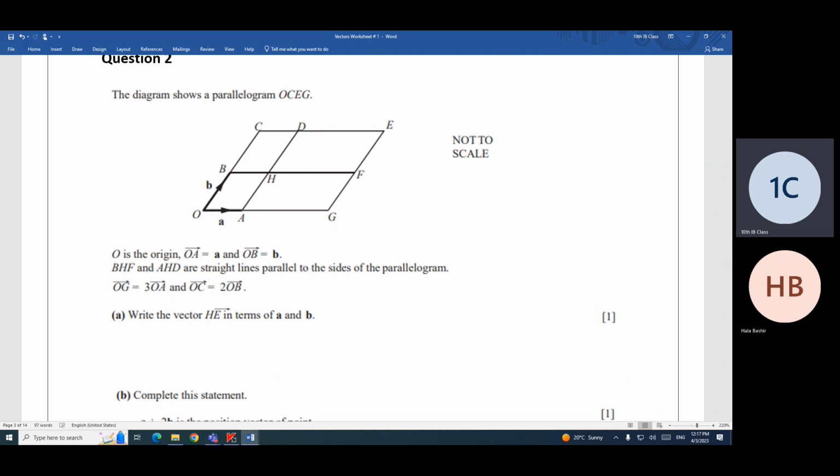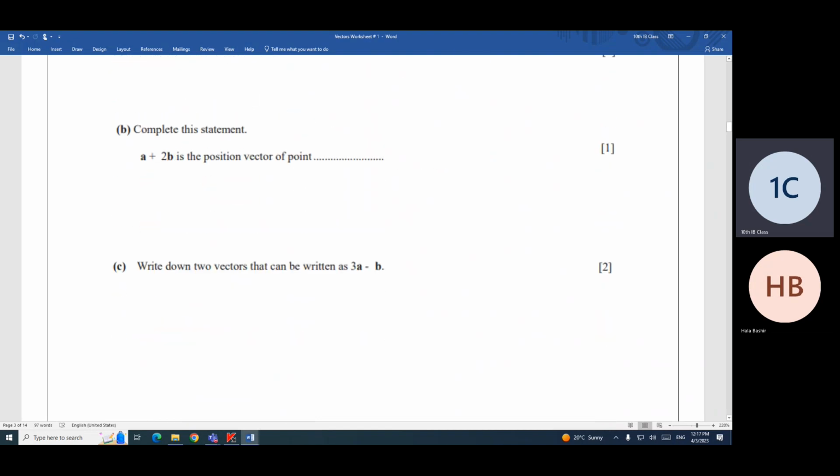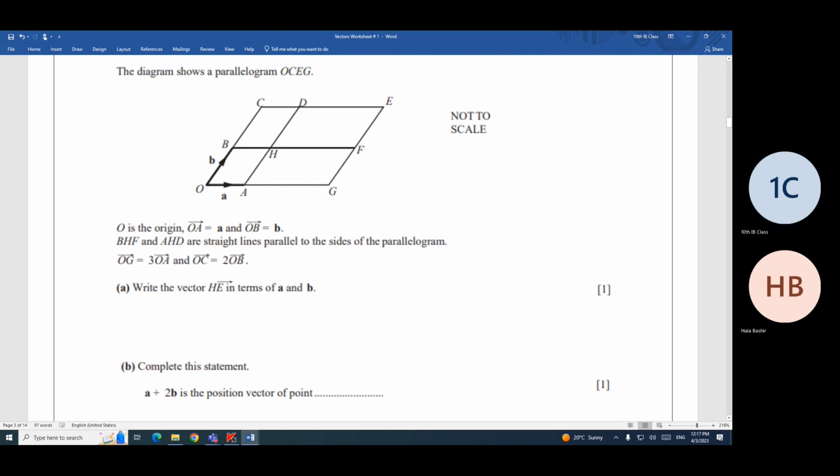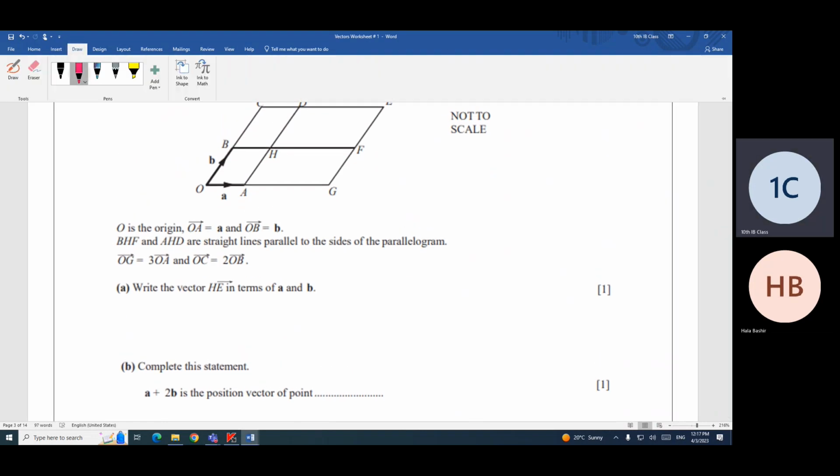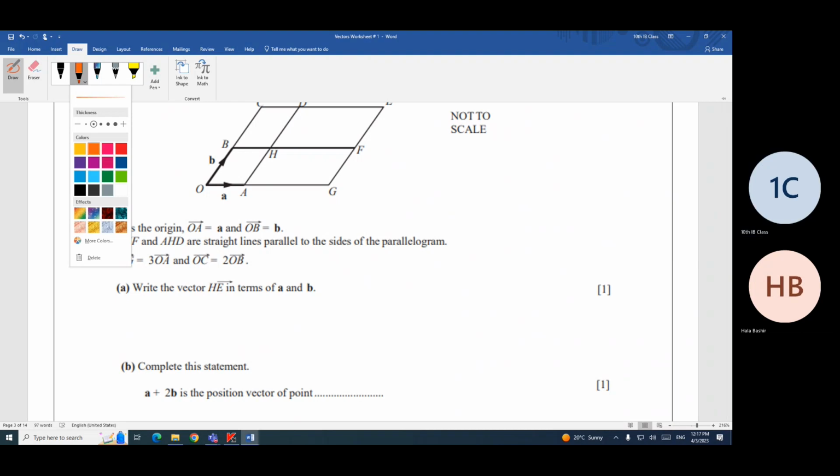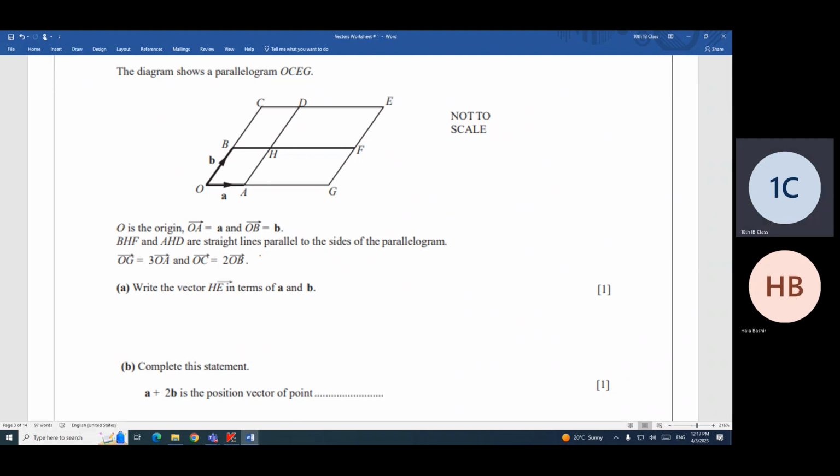BF and AD are straight lines parallel to the sides of the parallelogram. In other words, it says OC is parallel to AD, parallel to GE, and CE is parallel to BF, parallel to OG, right? OG is equal to 3 of OA.